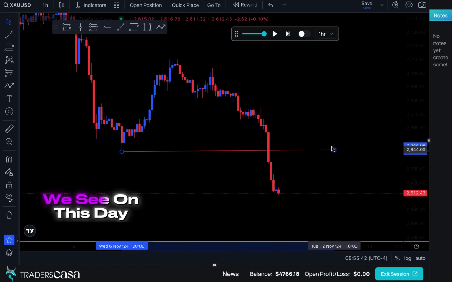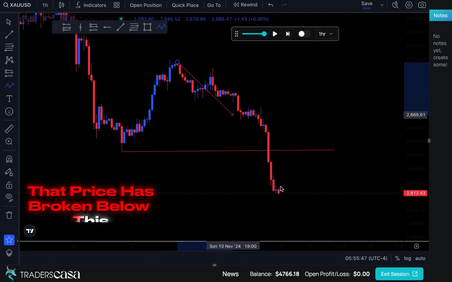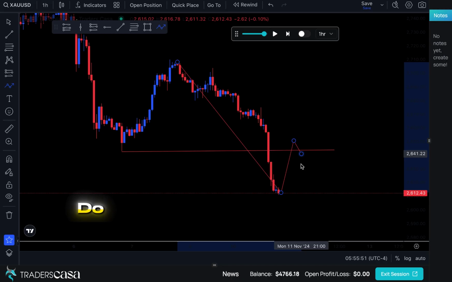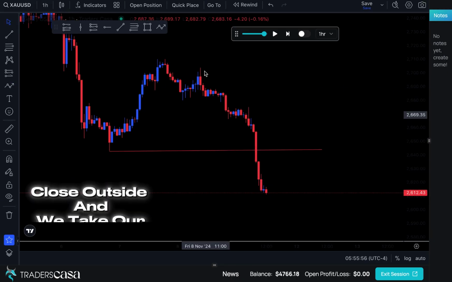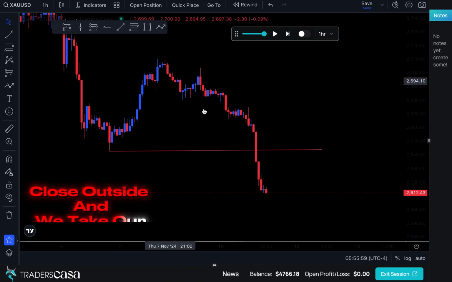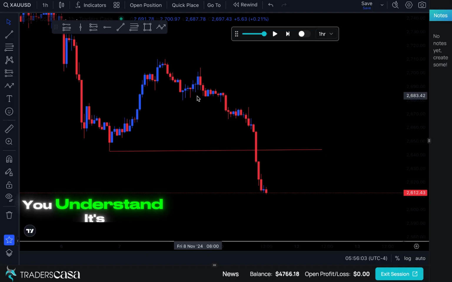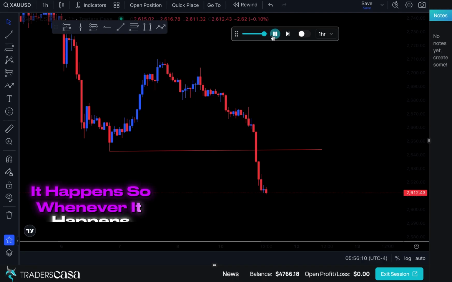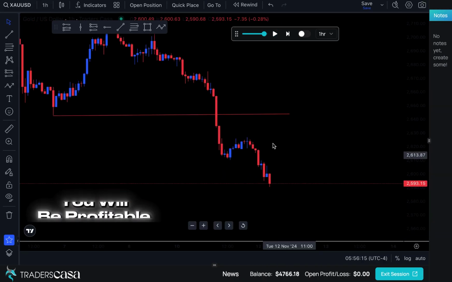So now what can we see on this day? On this day, we see on the 1 hour time frame that price has broken below this level, right? Exactly. So what can we do? You see price has broken below this level. We are waiting for price to come back, close outside, and we take our trades. Just keep repeating. And this is a random date I just chose. You understand? It's not like I know that these things actually happen. This is the strategy. It happens. So whenever it happens, you just have to follow it, and you will be very profitable. Trust me, 100% you'll be profitable.